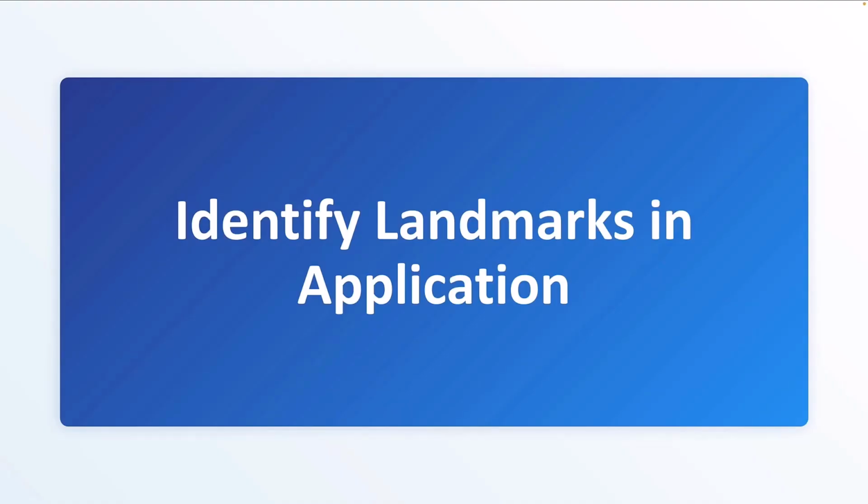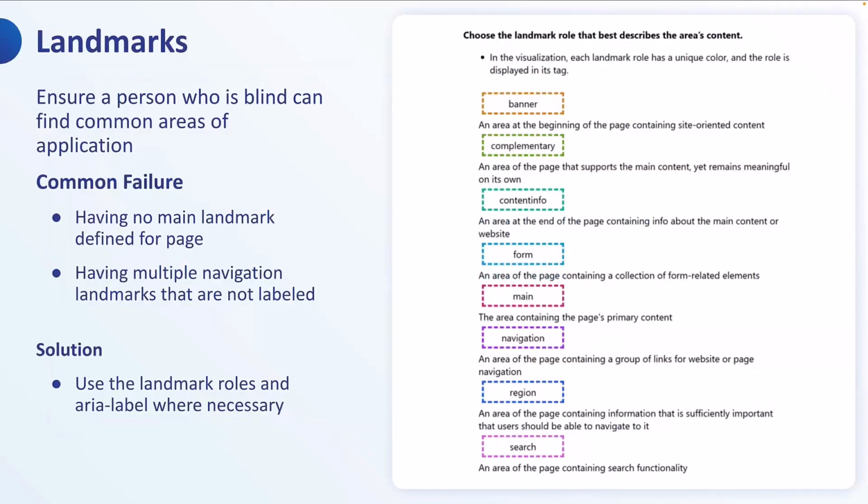Now let's talk about identifying landmarks in applications. Landmarks are structural elements that make navigation easier. For people who are blind, the visual hierarchy of a page isn't available. They rely on assistive technology to quickly move between common areas of the page. When landmarks are missing, a screen reader user may not know where the main section of the page begins. This creates unnecessary confusion and slows down navigation.